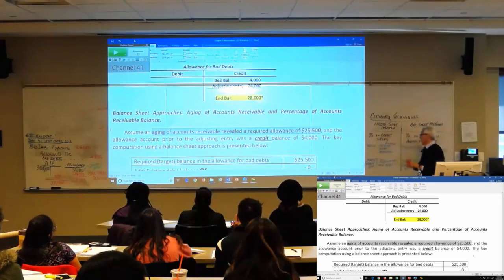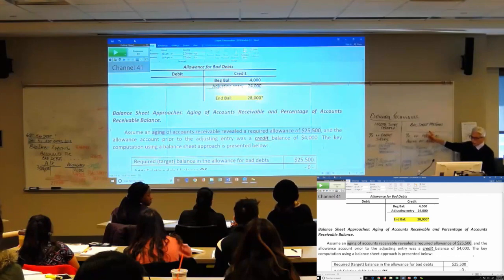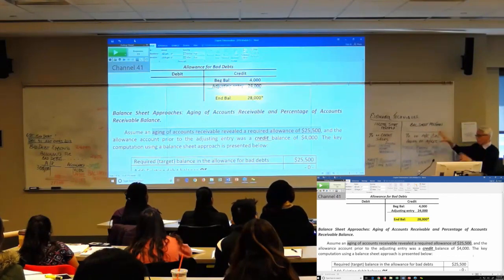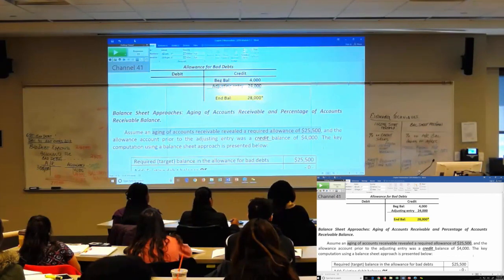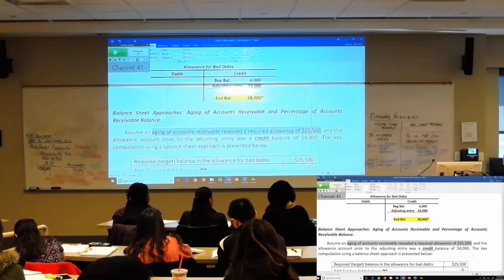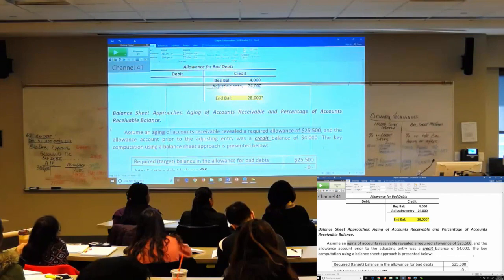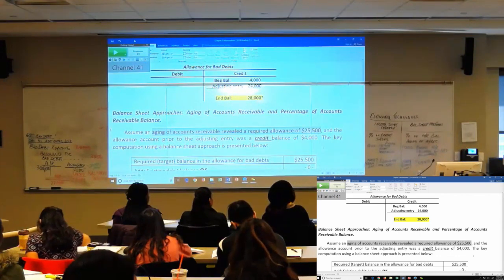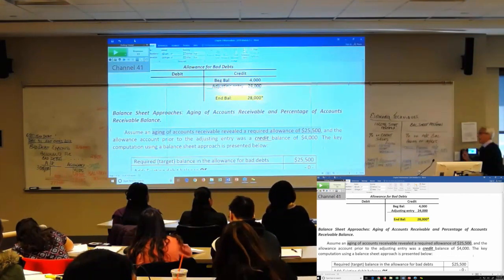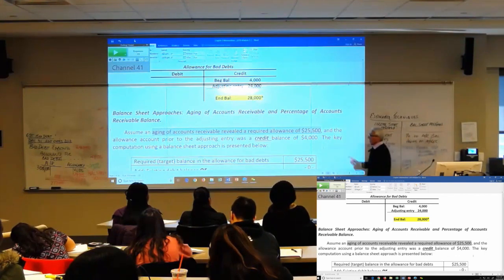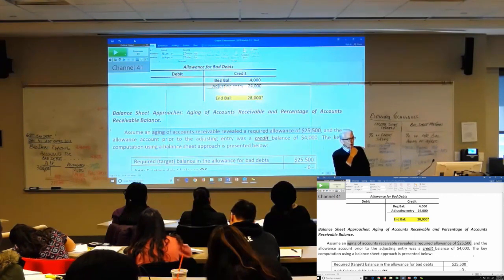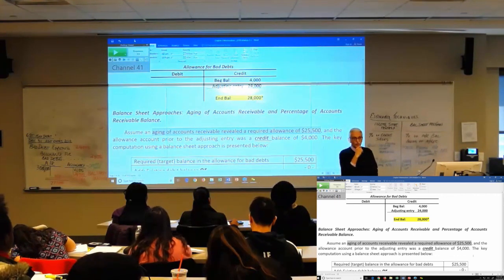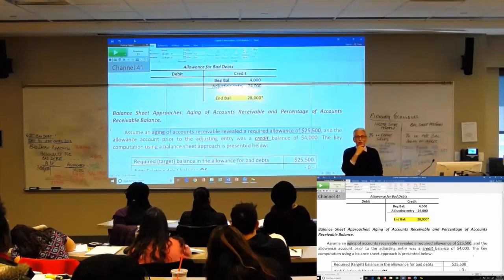Here's the problem with the balance sheet methods. It's an extremely important point that we need you to really zoom in on right now. If you're given a balance sheet method, you have to look at the existing balance in the allowance for bad debts, because that will drive the expense. So what if I told you that we need a balance of 25.5, and what if the balance in there was already 25.5? How much expense would you have? Nothing, right? So you'd have nothing.